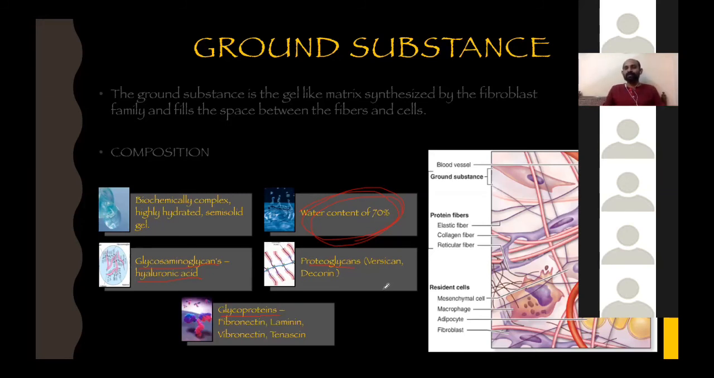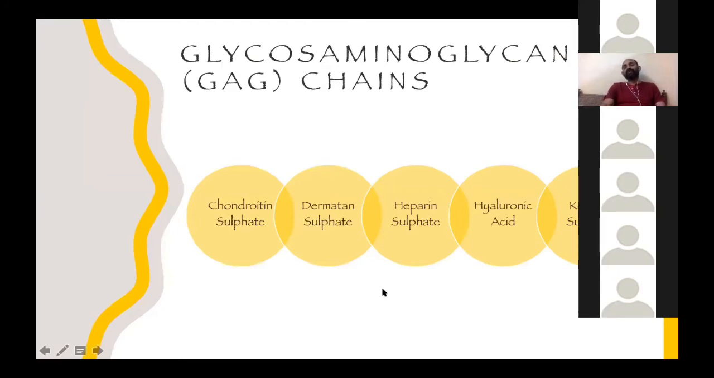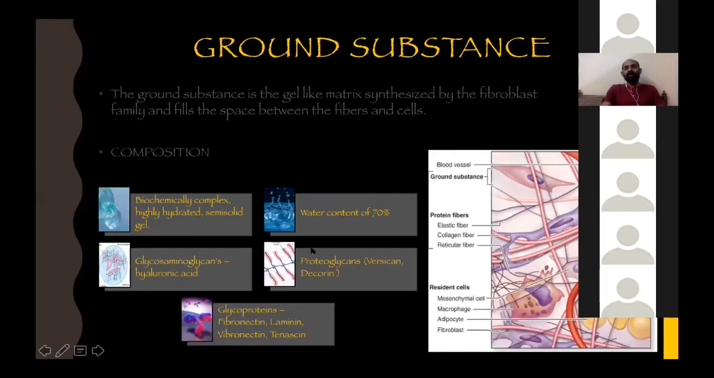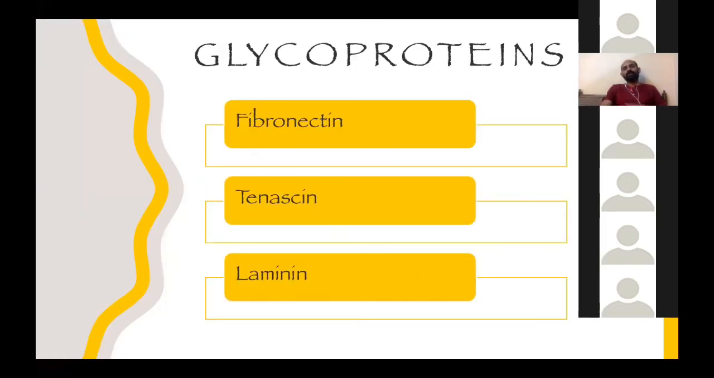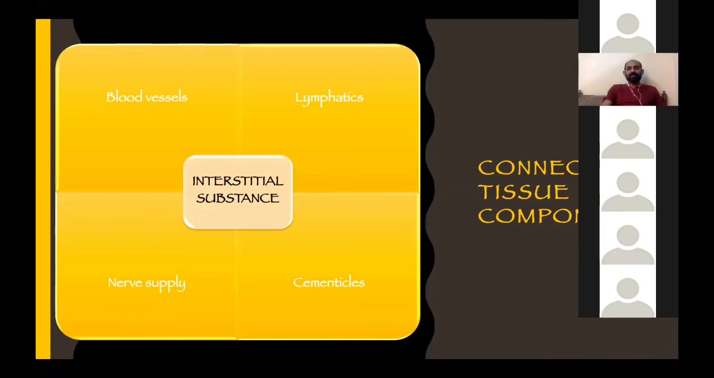So the ground substance is made up of water mainly, that is 70% water. You have glycosaminoglycans, that is the GAG. Then you have the proteoglycans, and then you have the glycoproteins. If you want to remember these names, you can. One of the important glycosaminoglycans that all of you should be aware of is hyaluronic acid. If time permits, I will talk about hyaluronic acid in the discussion. So you need to know about hyaluronic acid, then the proteoglycans and the glycoproteins. And the important glycoproteins are fibronectin, tenascin, and laminin.